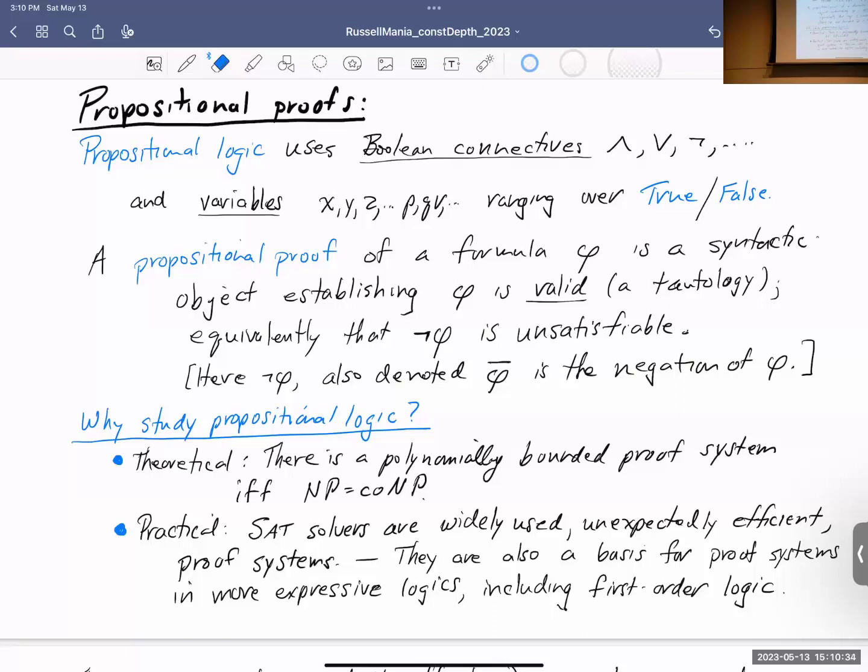Why study propositional logic? On the theoretical side, there's very close connections to the P versus NP, or the NP versus co-NP problem, I should really say, the so-called Cook's program, towards approaching the P versus NP problem. On the practical side, SAT solvers are very widely used, unexpectedly efficient in many situations as proof systems, and they're also the basis for first order logic systems and other similar systems. So understanding what makes an efficient propositional proof system is certainly an important issue. Having said that, my talk is going to focus on the theory side.